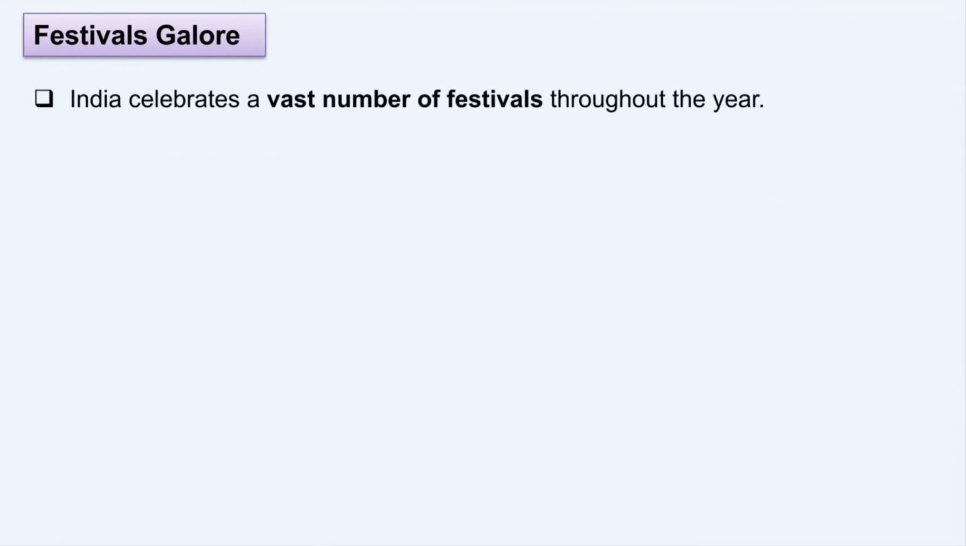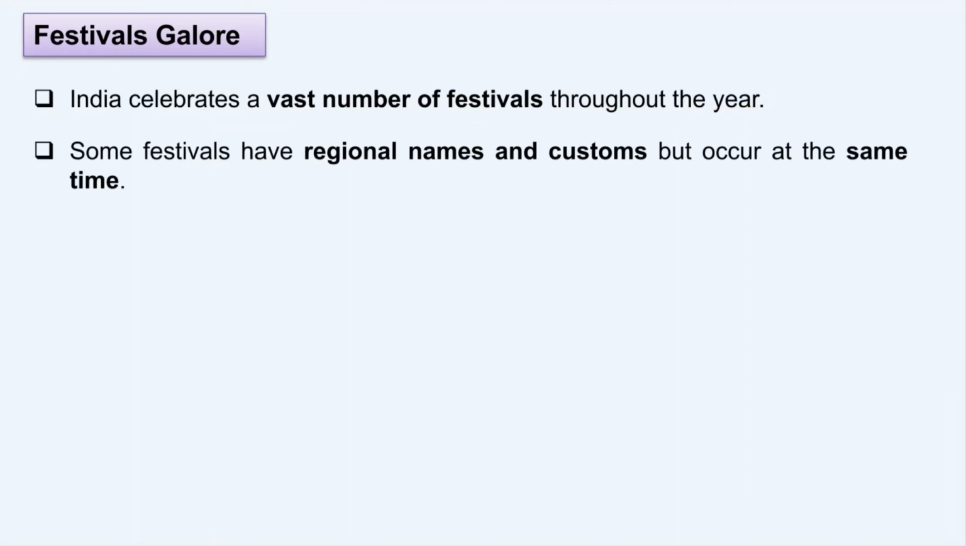Next, let us talk about some festival galore. Let us take the example of festivals also. There is an immense variety of festivals in India, isn't it? India celebrates a vast number of festivals throughout the year. Almost every month there are one or two festivals. You may have noticed that a few common ones are celebrated across India at the same time. Some festivals have regional names and customs but occur at the same time. They are being celebrated at the same time with different names.